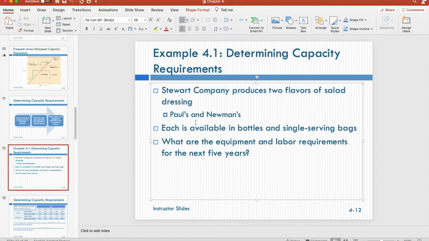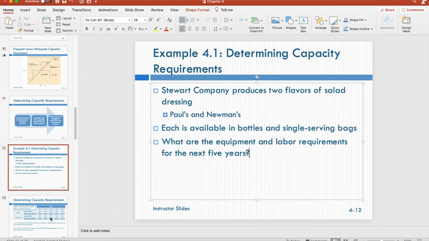Suppose that no matter Paul's or Newman's, each is available in bottles or single service bags. Two different formats. The question is asking what equipment or labor is required for the next 5 years if we want to fit the market demand of the two different flavors in two different formats.